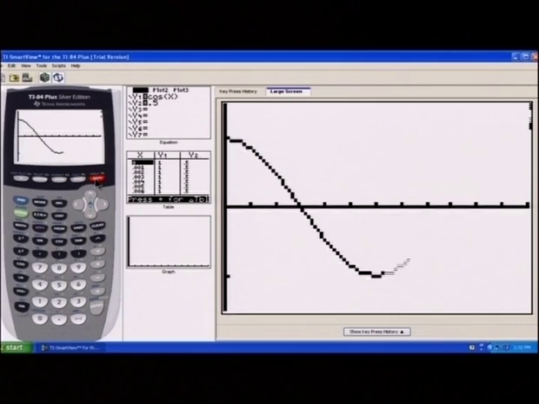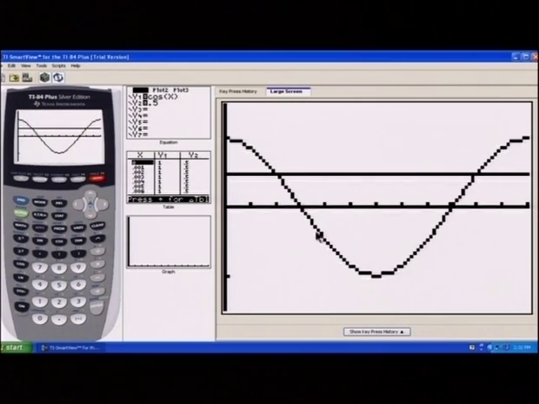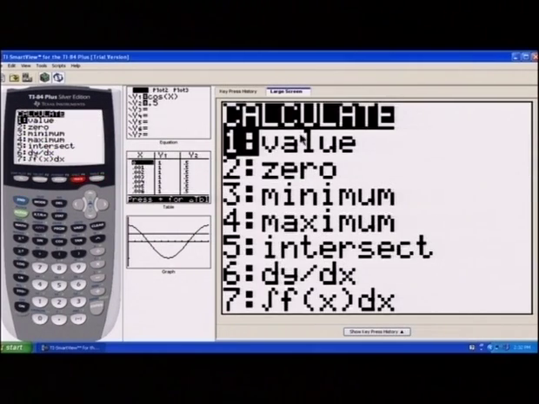Okay, so there's a cosine function. Looks just like it's supposed to. We're showing one period of it. And these are my two solutions. Now I'm hoping that this is going to give me the values of 60 and 300, which would be pi over 3 in radian mode and 5 pi over 3 in radian mode. So let's double check that. So we're going to go to calculate. So I go second, trace. I want to find the intersection, so I'm going to choose number 5.